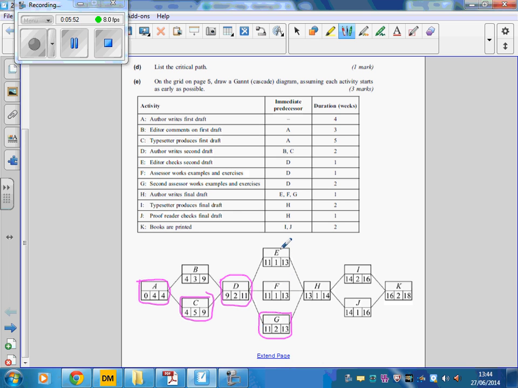Sometimes you can get more than one critical activity lining up parallel to each other. H is critical. 13 plus 1 is 14. So is I. 14 plus 2 is 16. J isn't. And so is K.